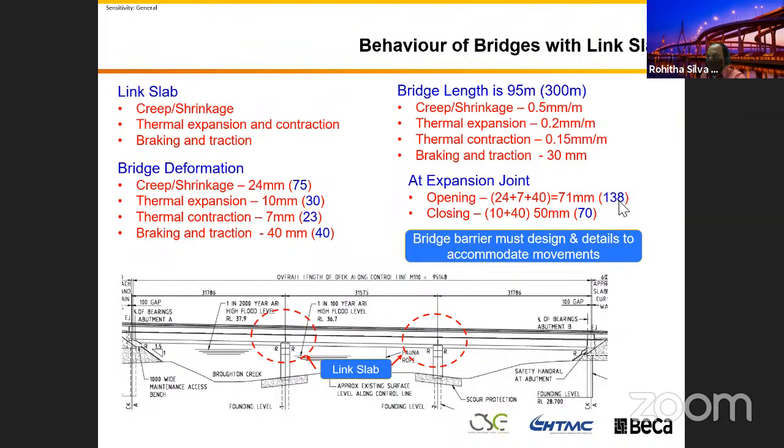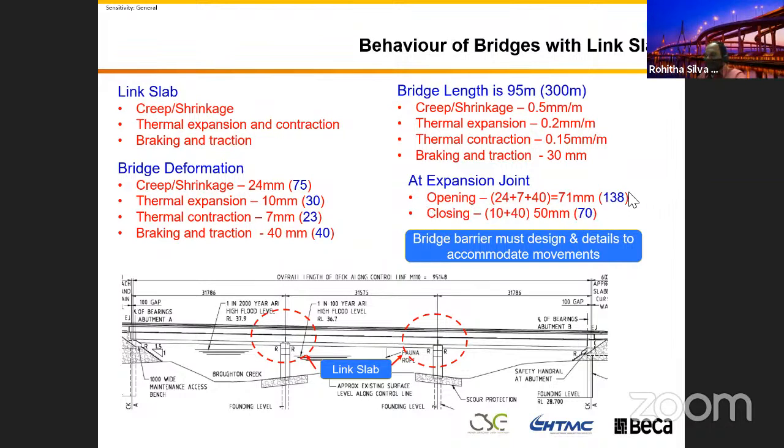And the expansion joint on the other bridge, with the 300 meter span if you go with the link slab, is 138. The thermal expansion will increase the length of the bridge, which means if you have a joint at the back, it will close the gap, and the braking will do the same. One side it will close. Then if you add them together, 50. And if it is a long bridge, the 300 meter one, it becomes 70.